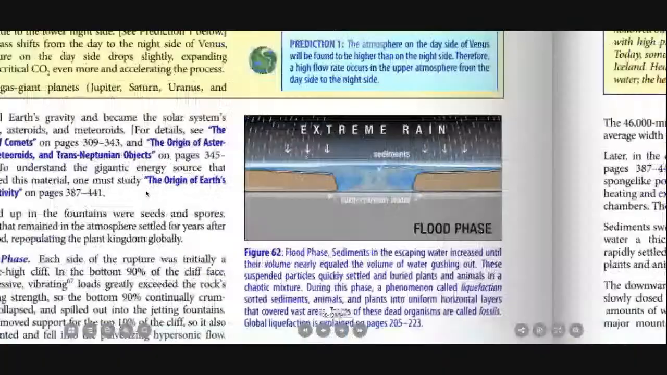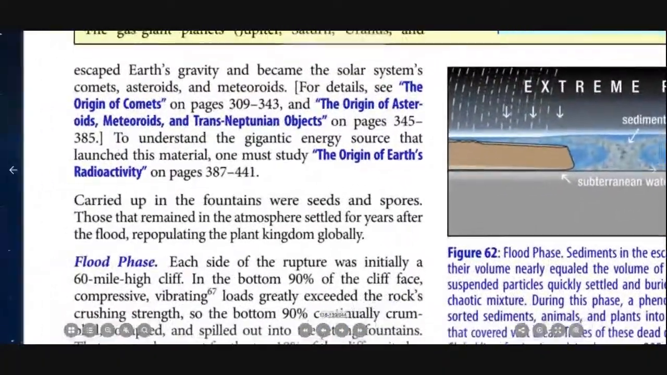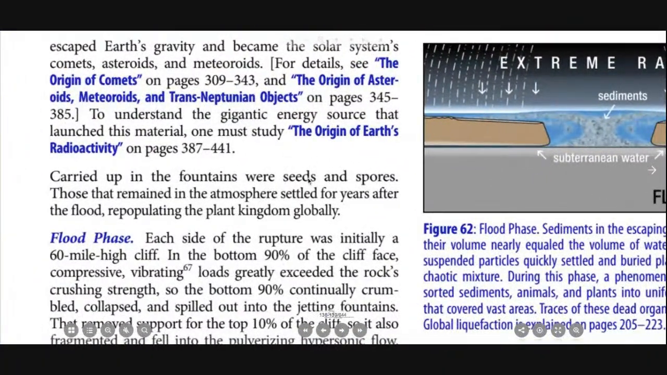Carried up into the fountains were seeds and spores. Those that remained in the atmosphere settled for years after the flood, repopulating the plant kingdom globally.